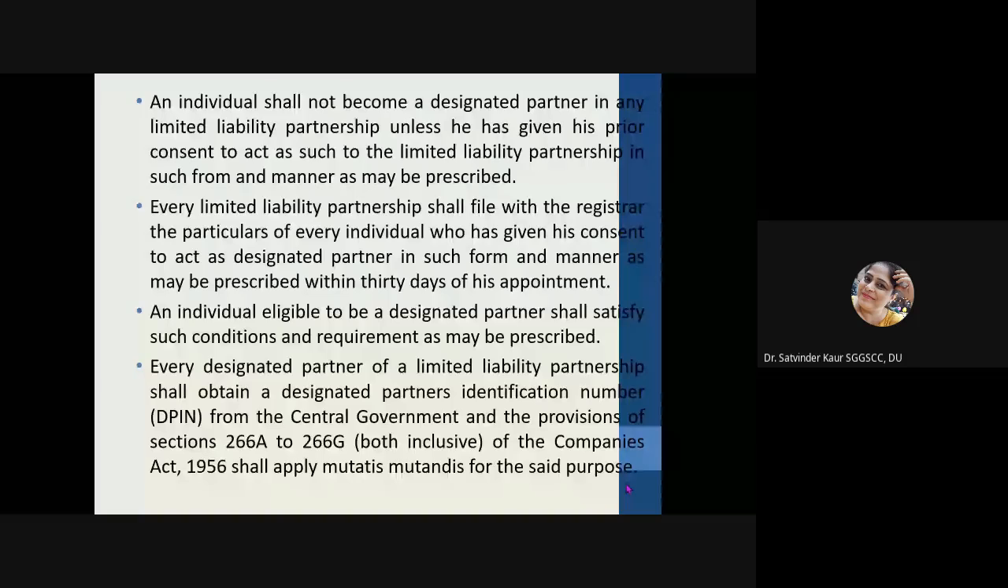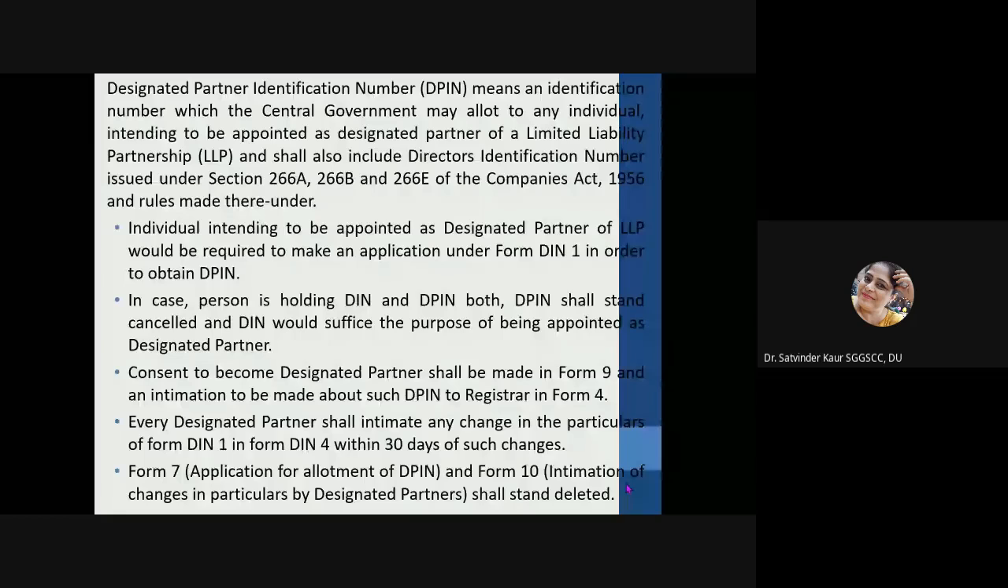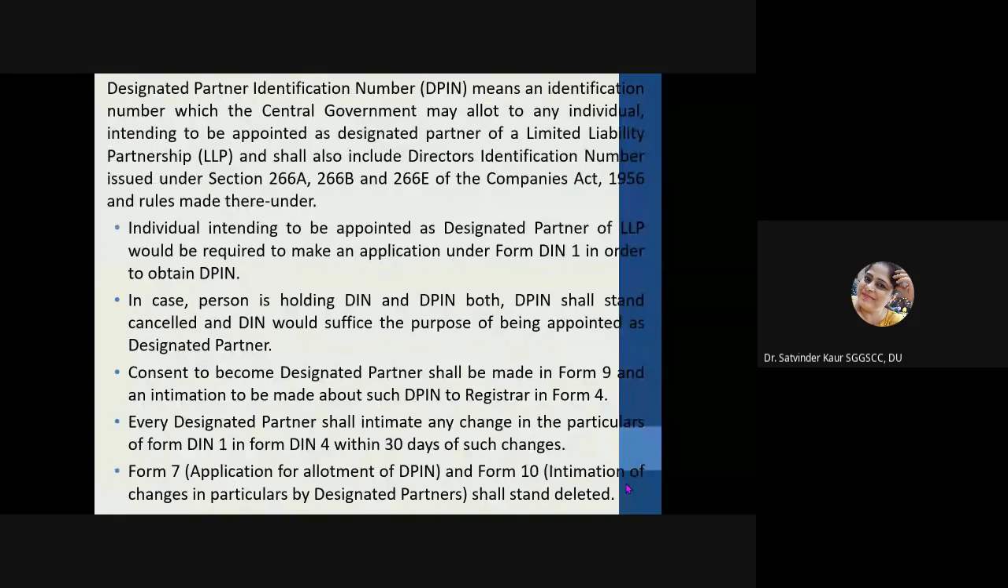To become the designated partner, one must acquire a DPIN number, which is issued by the central government as per the provisions of the Act, and proper formalities have to be filed to obtain the DPIN number. DPIN is the identification number issued by the central government to an individual who is appointed as a designated partner of LLP, and in case a person is holding both DIN and DPIN, then the DPIN shall stand cancelled. DIN is the Director Identification Number. So if a person is holding the director identification number, तो अगर उसको DPIN नंबर भी मिल जाता है तो वो आपका कैंसिल हो जाता है. So in that particular situation you just need to remember this thing, और अगर कोई भी पर्टिकुलर्स में चेंज होता है so it must be communicated to the registrar within 30 days of such changes.